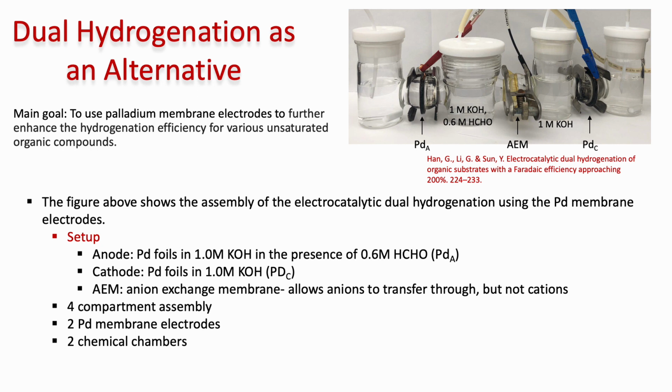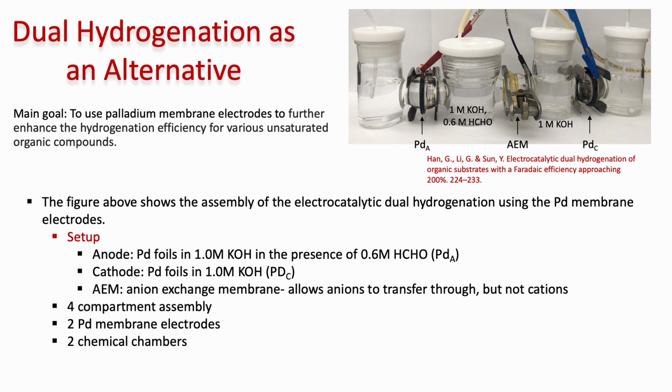So as you can see on the left is shown the anode, and that's the Pd foils that are reacting with the 1 molar KOH with the presence of 0.6 molar HCHO, shown as PDA. The cathode shown on the right is just reacting with the 1.0 molar KOH, that is shown as PDC, which is the cathode. The AEM shown in between is the anion exchange membrane. This allows anions to transfer through, but not cations.